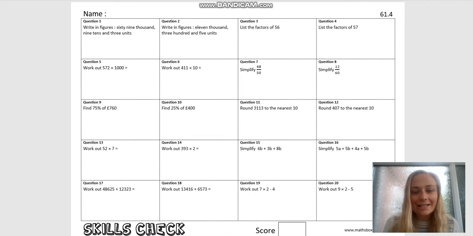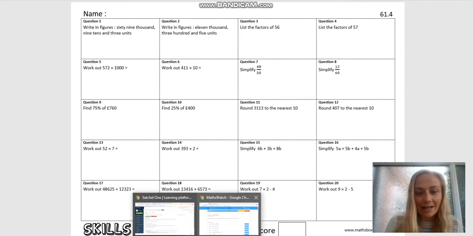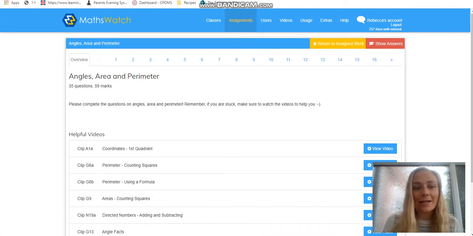Okay, and your second thing to do is your Maths Watch assignment. So this week, your Maths Watch assignment's title is Angles, Area and Perimeter. Now this is kind of a brand new topic, but I'm sure some of you have done area before, and perimeter probably, and I'm sure you all know what angles are.